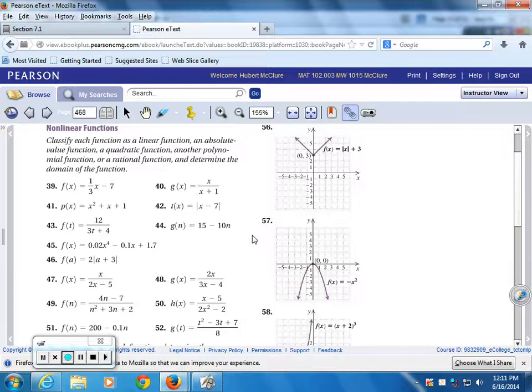All right, let's do number 39. I want you to graph number 39, and I want you to tell me the domain and the range. And this is 7.3, so we've covered 7.1 to 7.3. Number 39 says f of x, or y, is equal to 1/3 x minus 7. 1/3 x minus 7.